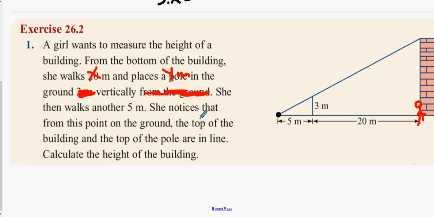She then walks another, now we can't say 5 meters, we can just use another letter, P meters. She notices that from this point on the ground, the top of the building, so the top of the monastery, and the top of the pole are in line. So that's how you do that. This is essentially how you do this question.